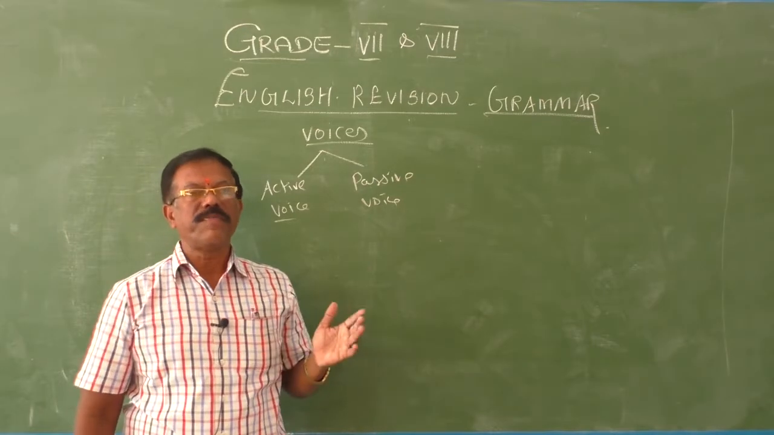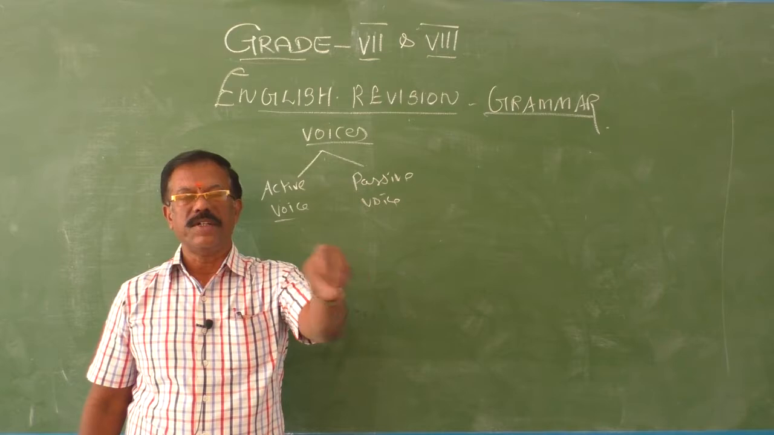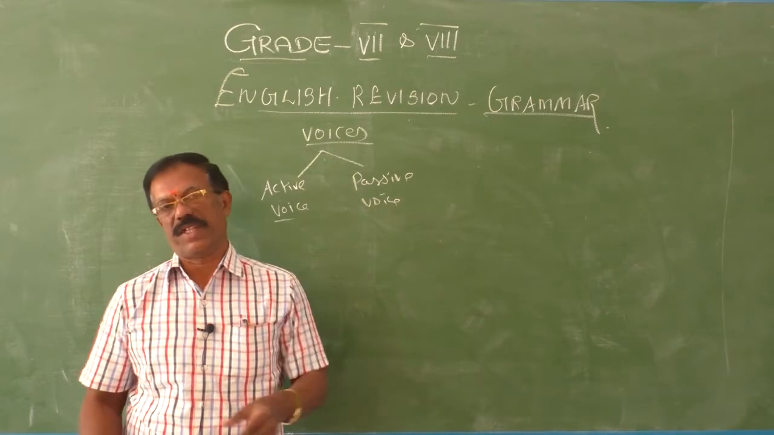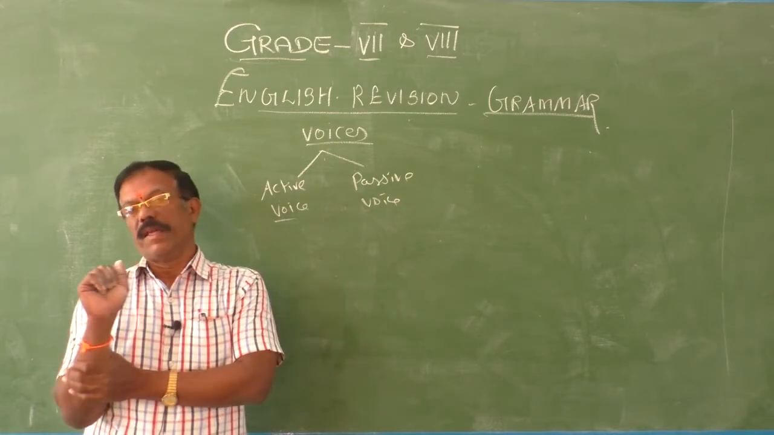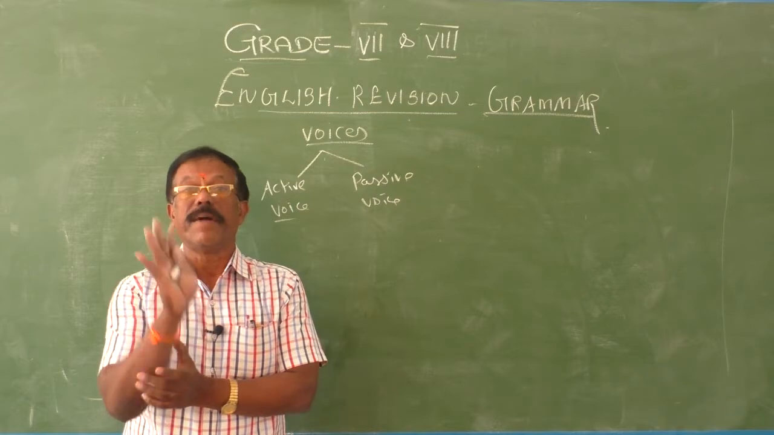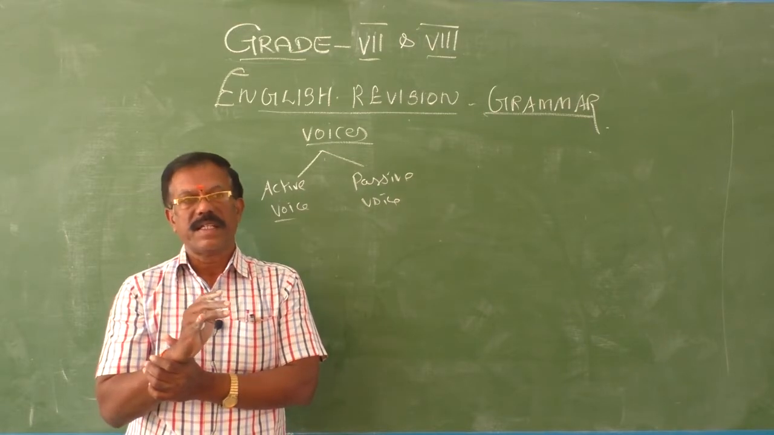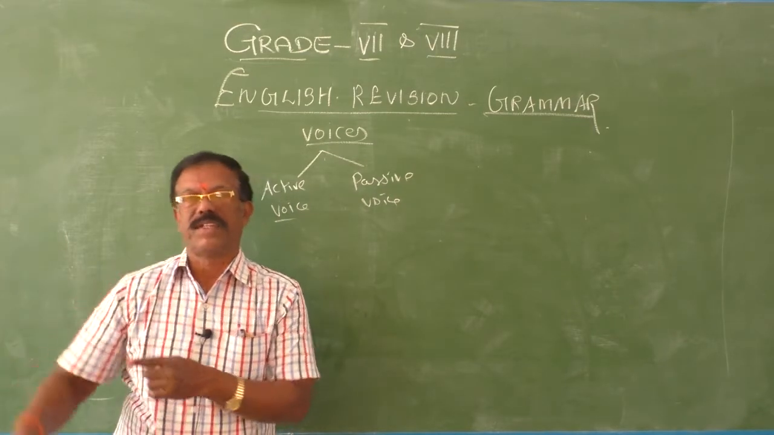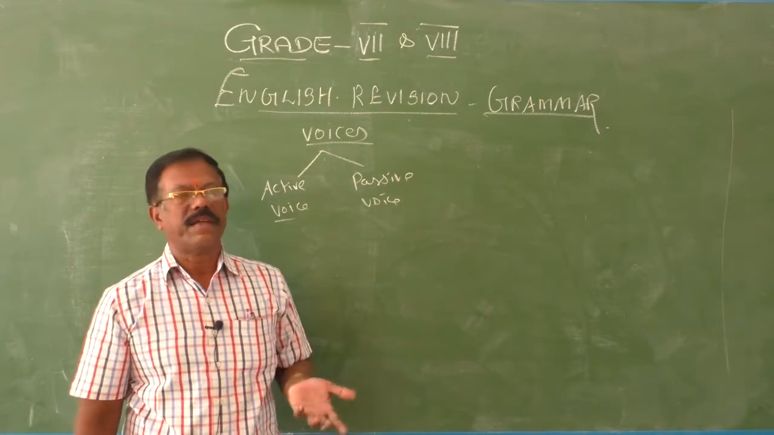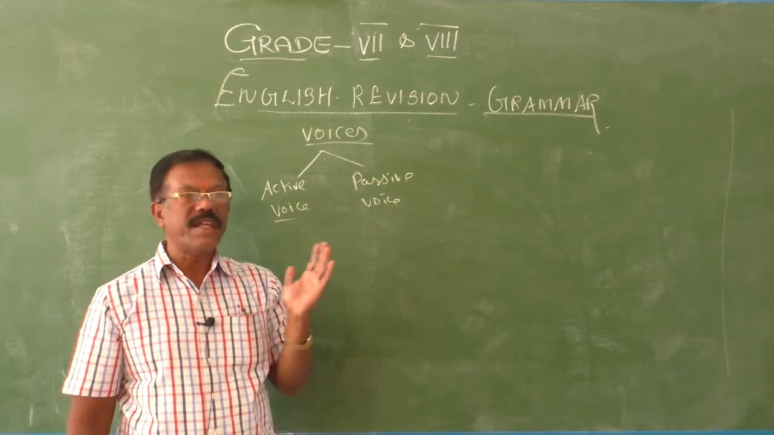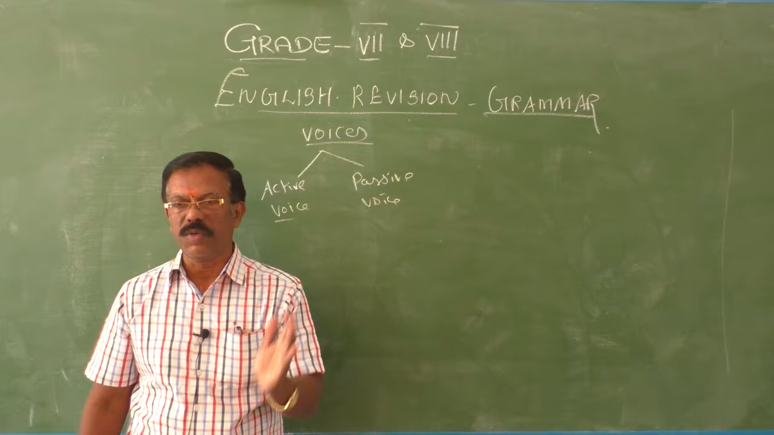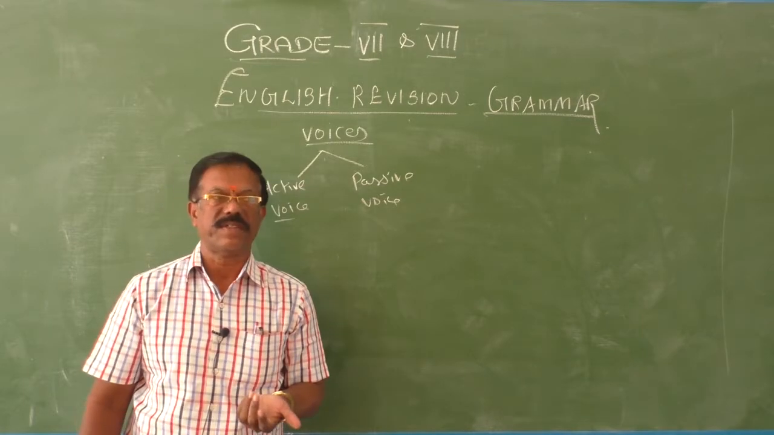So in active form, importance is given to the doer, that is the subject, because there the action is done by the subject. In the passive voice, the importance is given not to the subject, not to the doer, but to the action, because action is done to the subject, so action is very important. So this is the basic difference. Okay, already you have learned how to change a sentence in active form into passive form. Various rules we have already discussed.